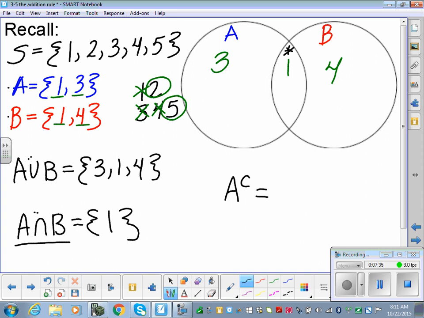Okay. Let's do A complement. So that means everything that's not in A. A complement means everything that's not in A. So this is an A, and isn't this an A as well? Yeah. So everything that's not in A is 2, 5, and 4. 2, 5, and 4. Very good.